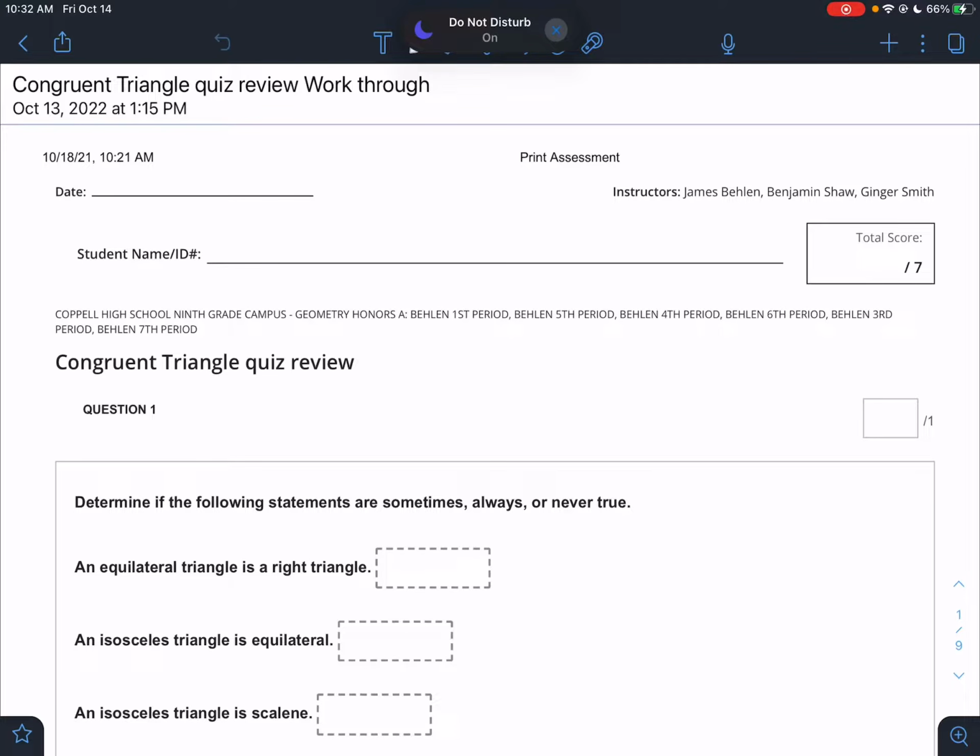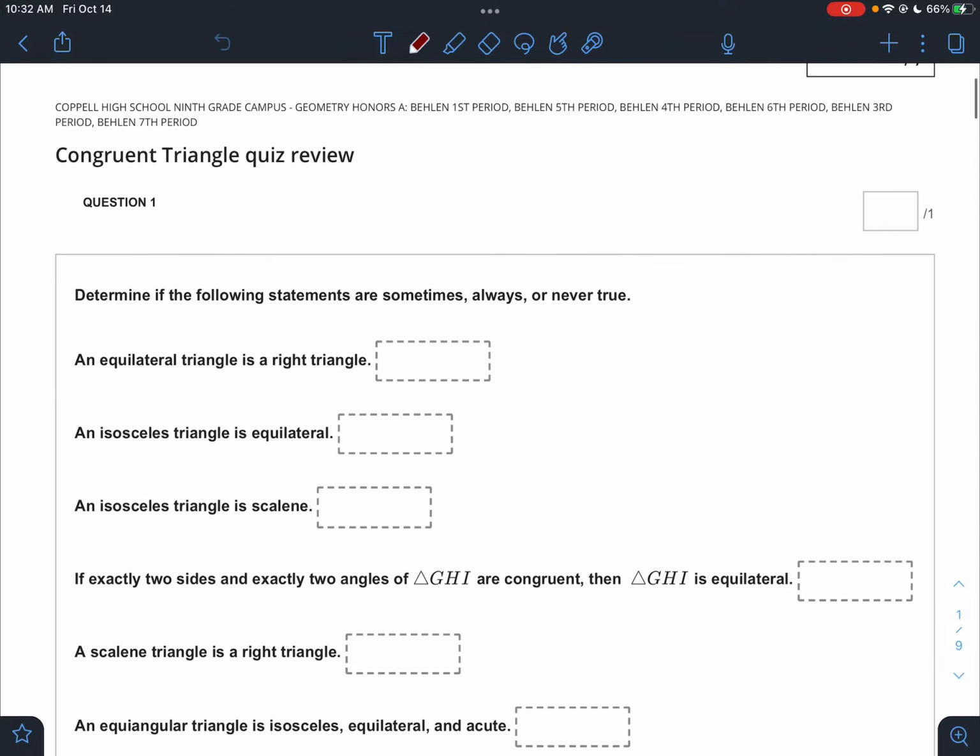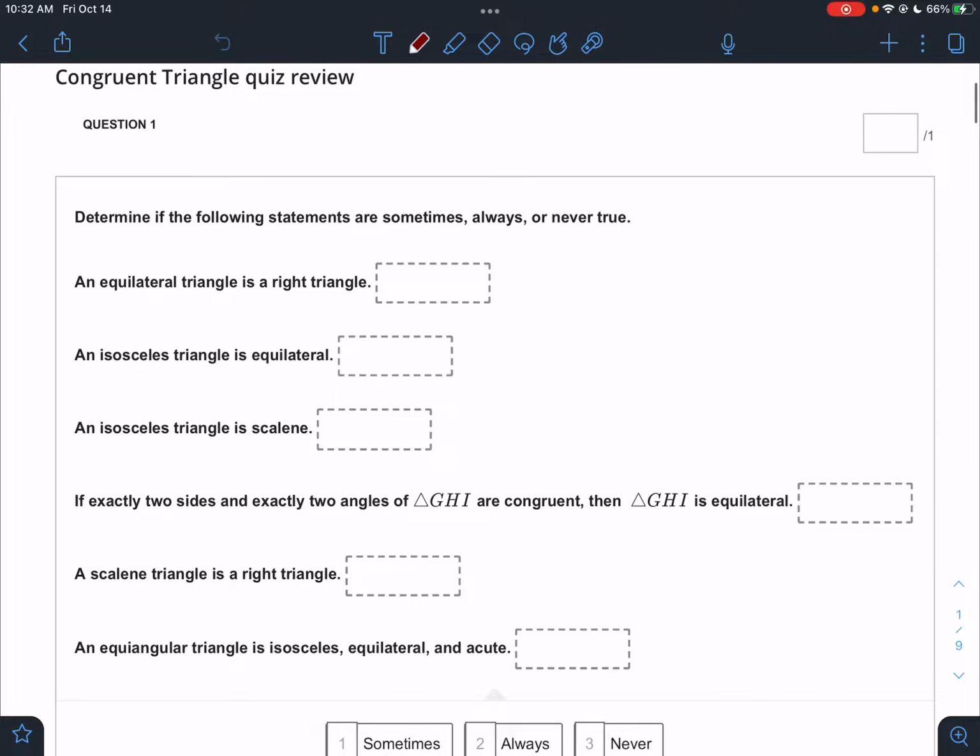Hey guys, this is the quiz review for next week's quiz, or the next quiz whenever you're taking it. The congruent triangle quiz review. Here we go. This is the one that's for a grade. Make sure that you turn this in.